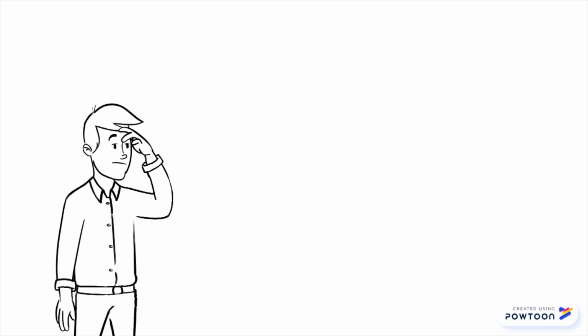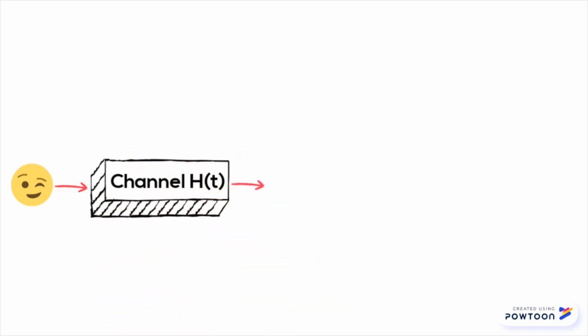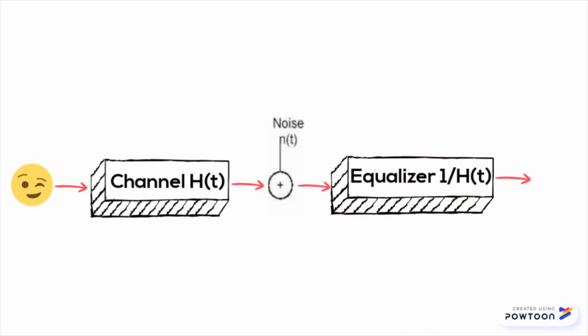Ben should have used an equalizer. That way Charlotte might still be his. You might have guessed what an equalizer does, right? Equalizers are used to overcome the negative effects of the channel. Its goal is to eliminate intersymbol interference and the additive noise by reversing the distortion the channel had on the signal.